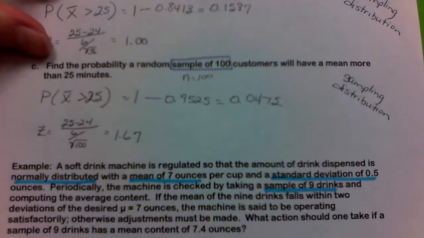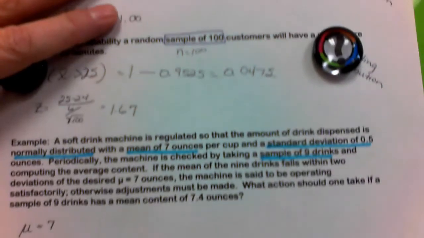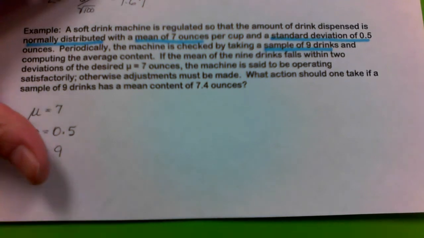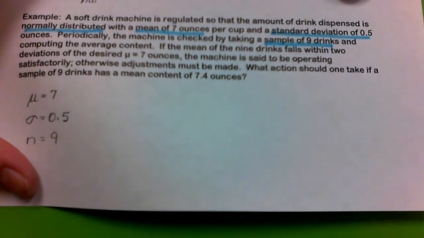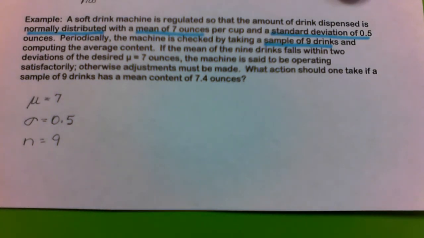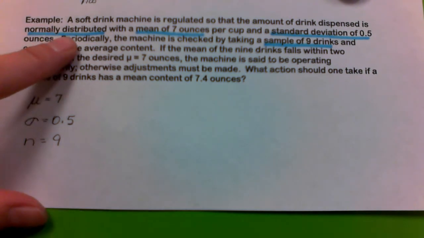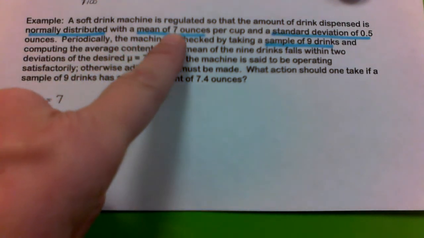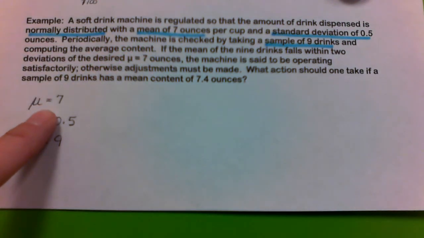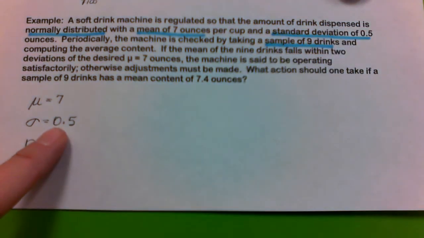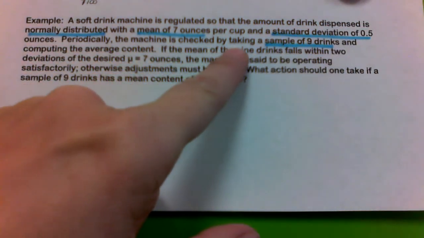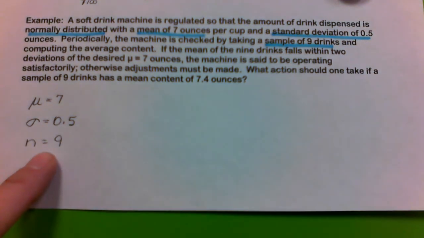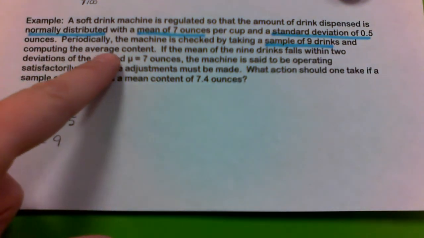So the big thing is knowing if you're talking about one person or one item or multiple, because that dictates the Z that you're going to use to calculate. All right, I want to look at this example. A soft drink machine is regulated so that the amount of drink dispensed is normally distributed, so that's important, so I know I can use the Z table. It has a mean of 7 ounces, so I've put that here. Standard deviation of 0.5. Periodically, the machine is checked by taking a sample of 9, that's where I get 9, and calculating the average content.